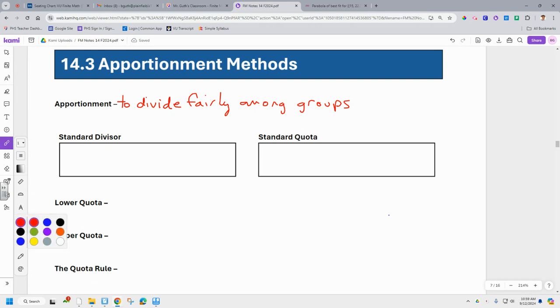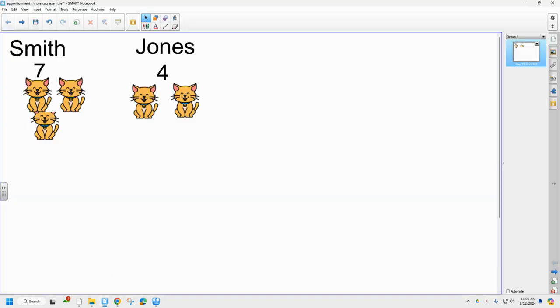We start with this idea of standard divisor. Standard divisor is the total population divided by the number of items. So go back to the cats again. The total population would be 11 people, I guess, right? 11 people divided by the number of items, 5 cats. 11 divided by 5 is, I think, 2.2.